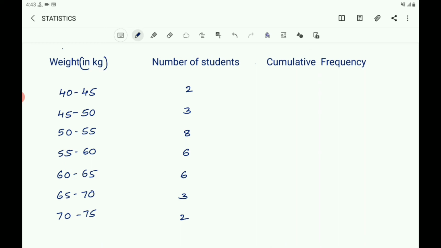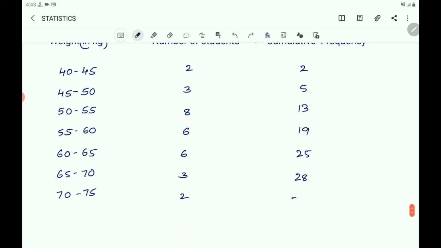Find the cumulative frequency. First one is 2, then 2 plus 3 is 5. 5 plus 8 is 13. 13 plus 6 is 19. 19 plus 6 is 25. 25 plus 3 is 28. 28 plus 2 is 30.